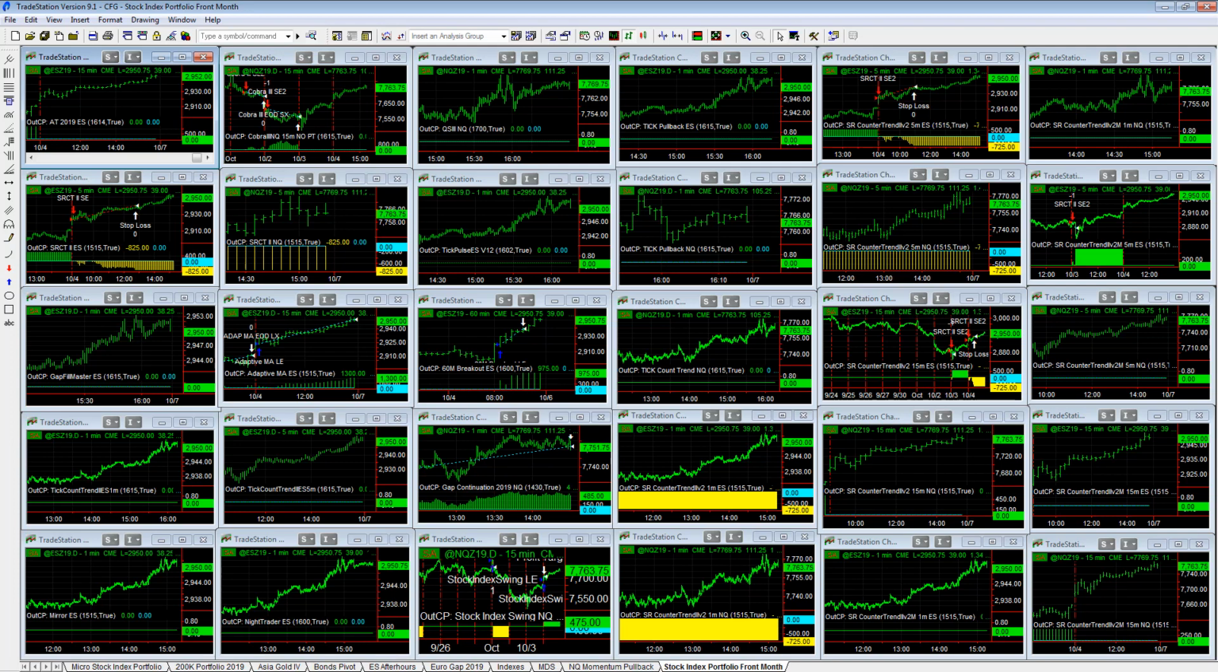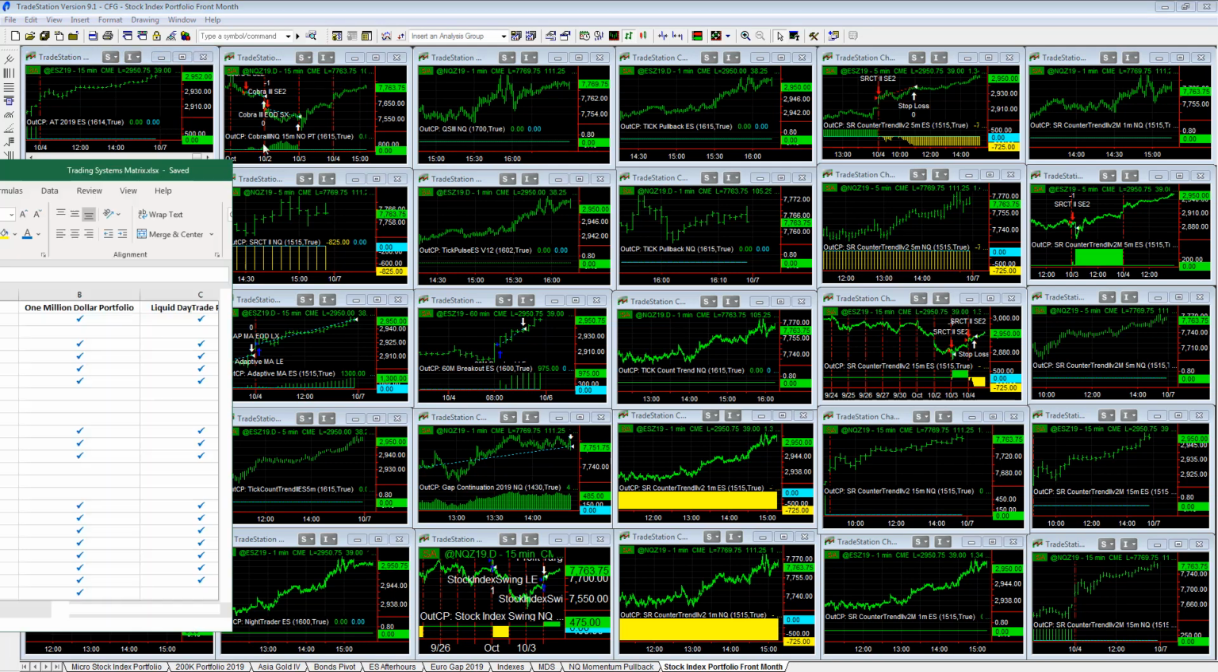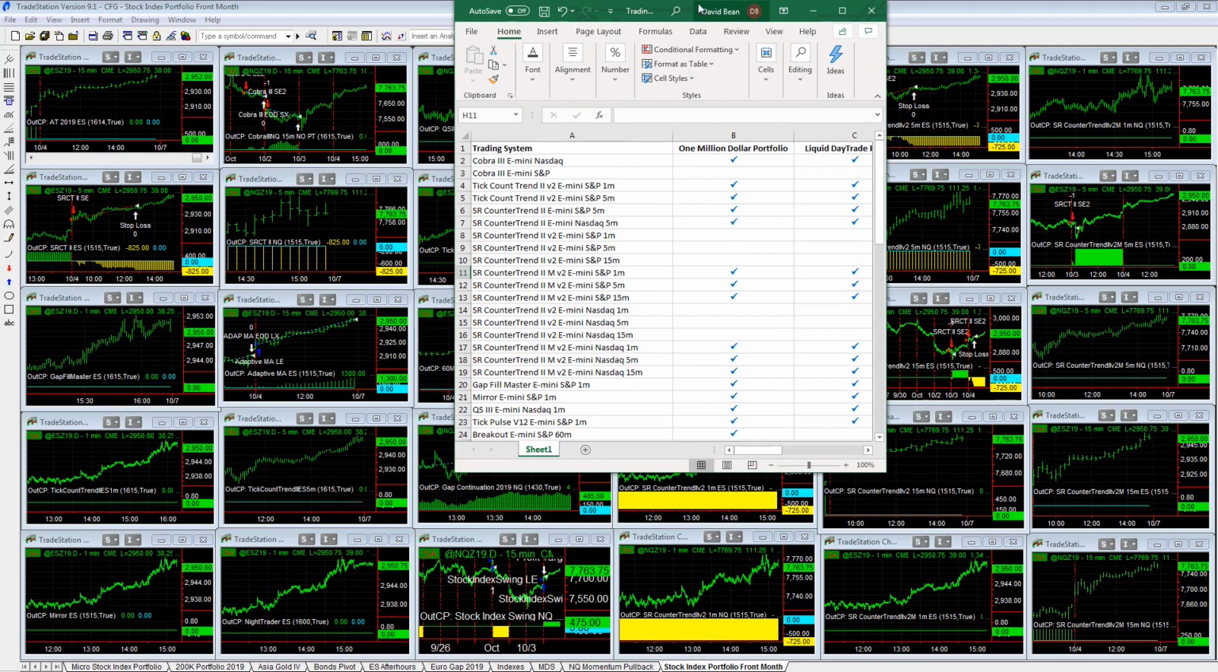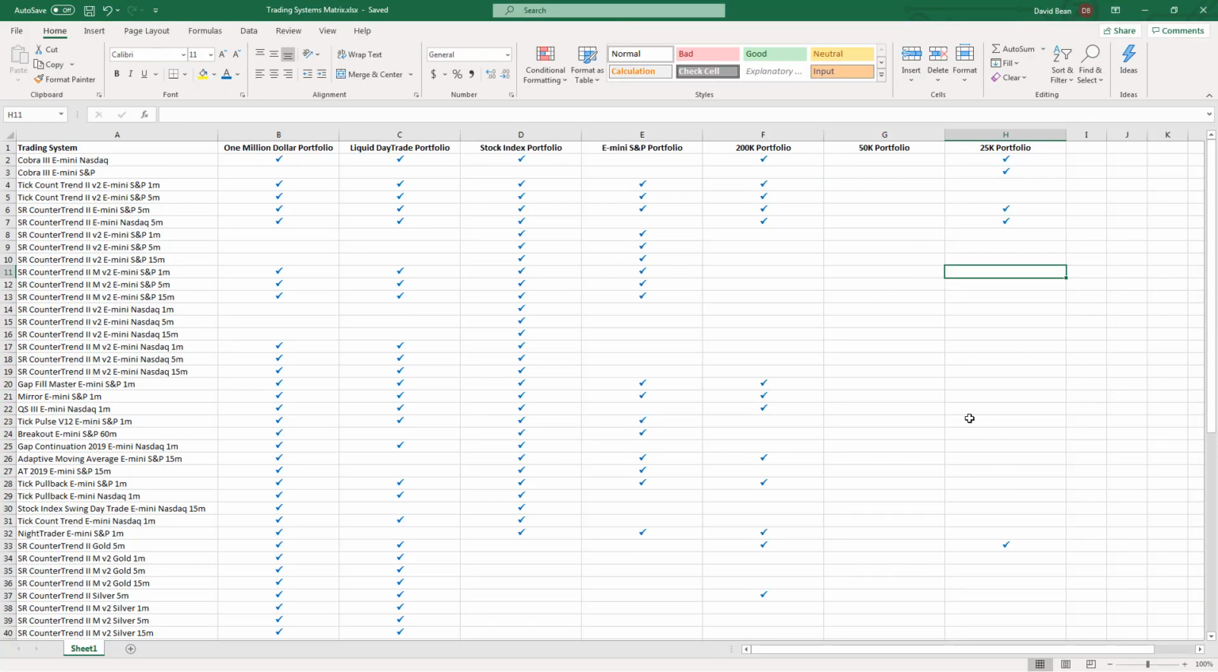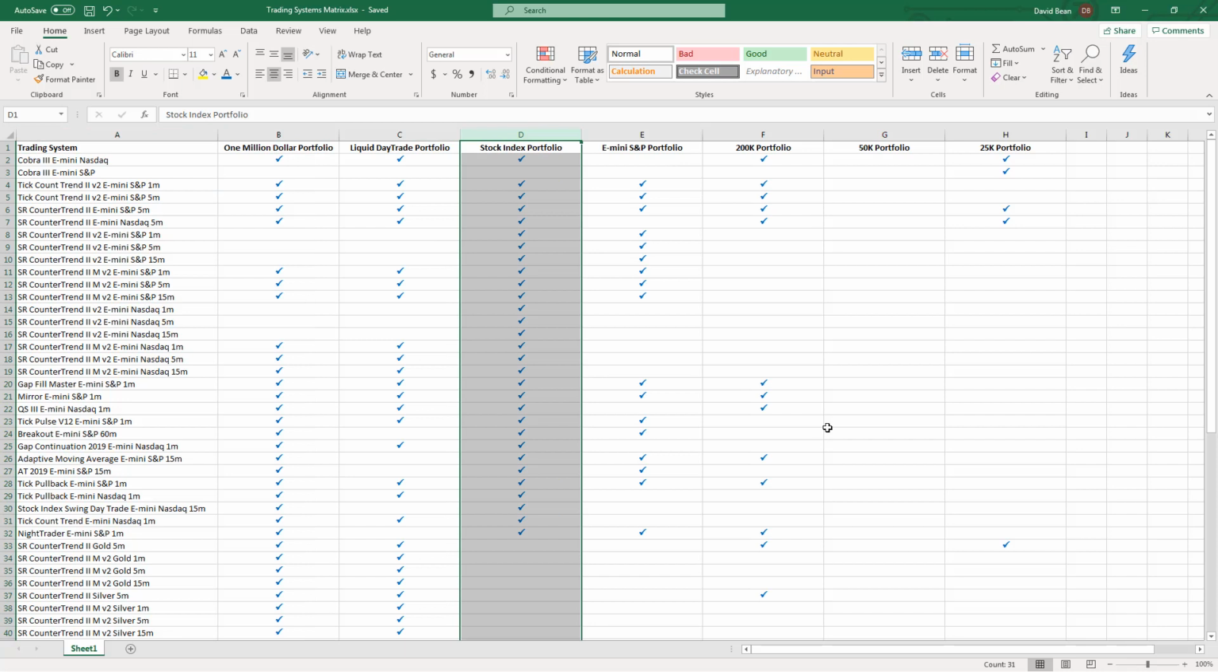I'm going to show you the trading systems matrix that I have for my strategy set up here. And then we're going to take a look at the latest performance as of October the 4th. These are a list of the trading strategies and portfolios. And you see the stock index portfolio is in this column. So there are 30 different trading strategies, and you can see the list here in this matrix, which ones are included, which ones are not included, which ones are included in other portfolios.